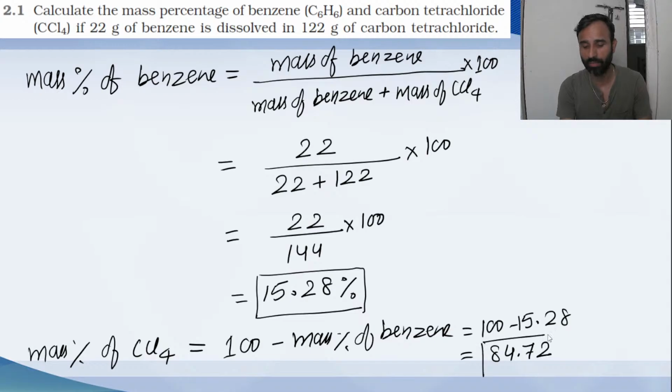This is the mass percent of CCl4. This is the answer of this given question. Okay, 15.28 is the mass percent of benzene and 84.72 is the mass percent of CCl4. Understood?